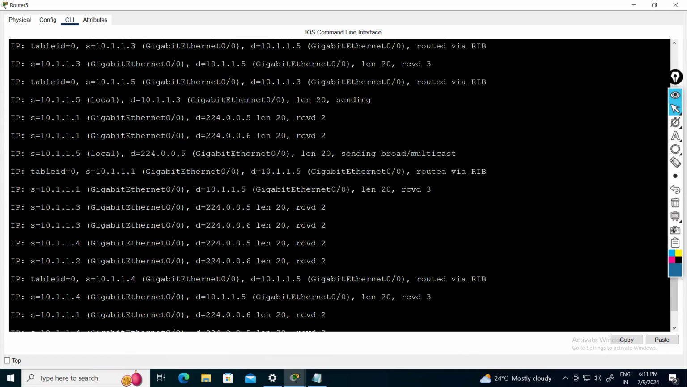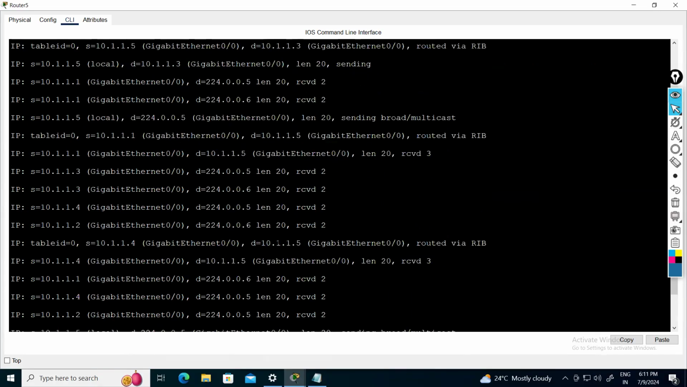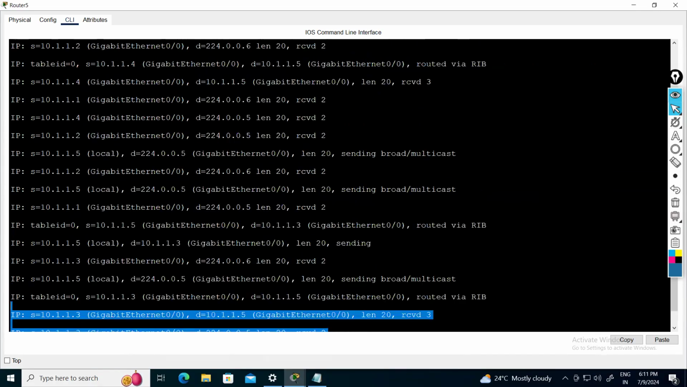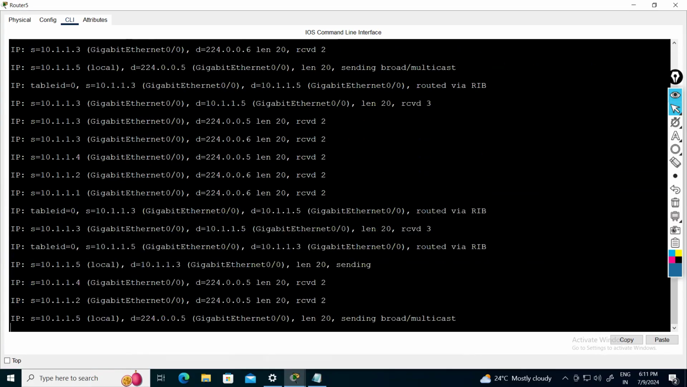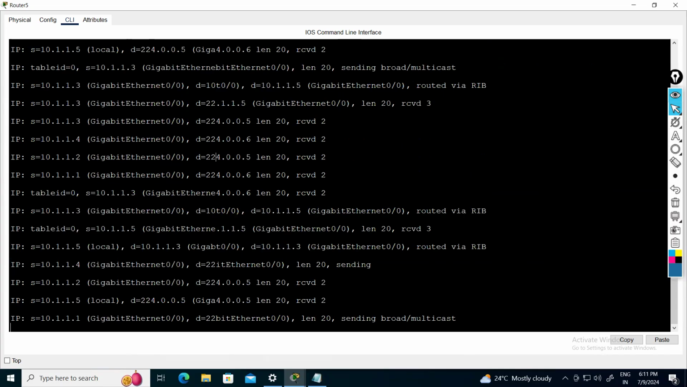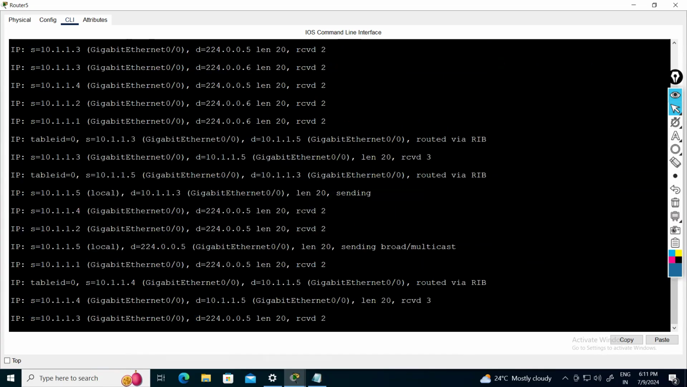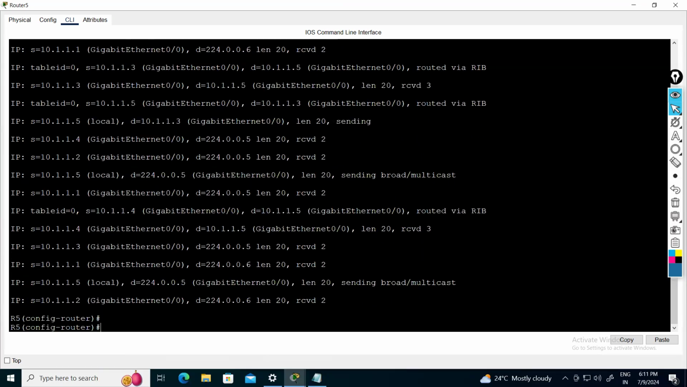This will not stop. But if you see here, source and destination and all these messages, it is telling you that you have received on 224.0.0.6. This is continuous. In debug, you will not be able to see in the CLI.